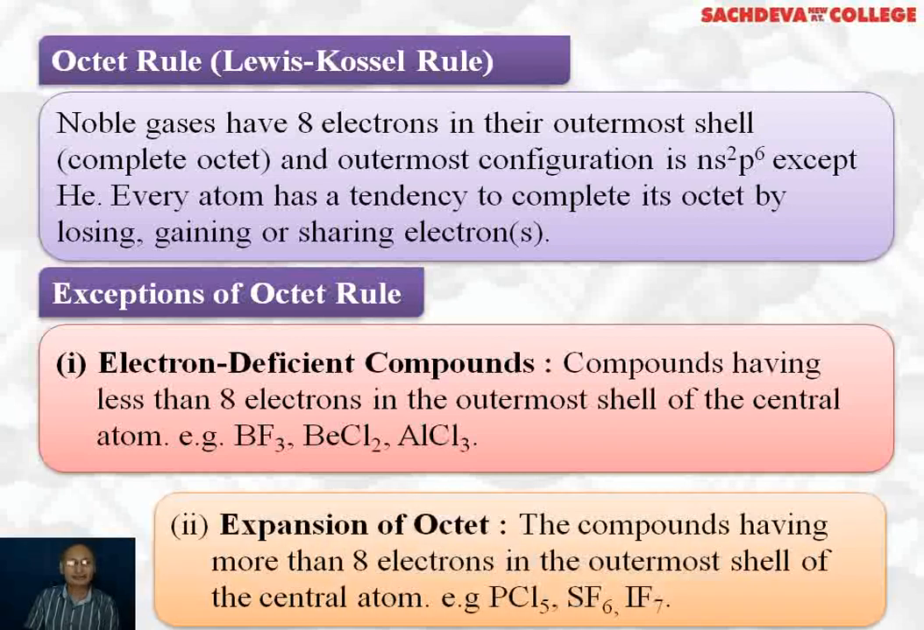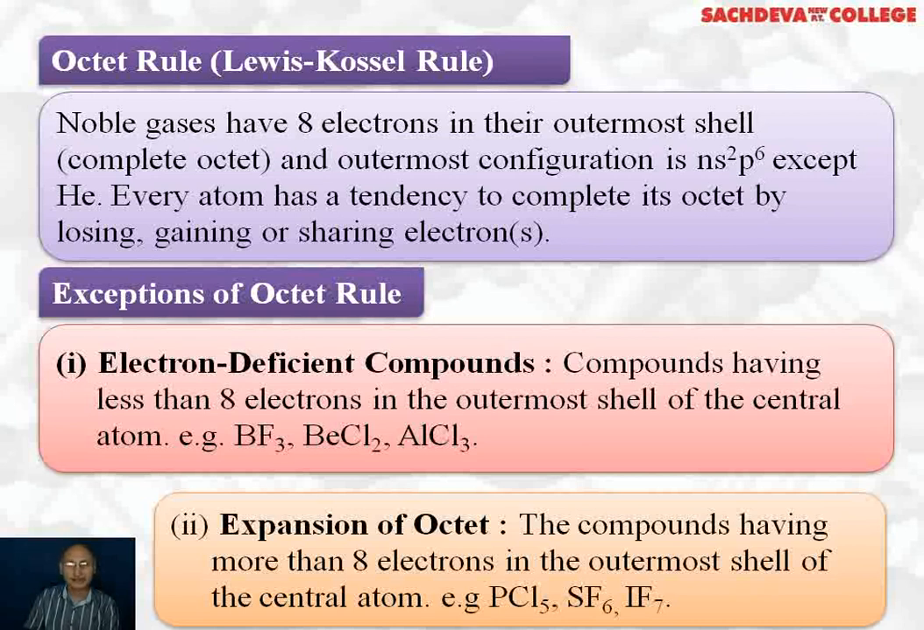Next, we are going to take up expansion of octet. That is, there are some compounds in which after sharing there are more than 8 electrons. Now, because there are more than 8 electrons in the outermost shell, therefore this octet is called superoctet. Instead of calling it octet, we call it superoctet. Superoctet means it has more than 8 electrons after sharing.